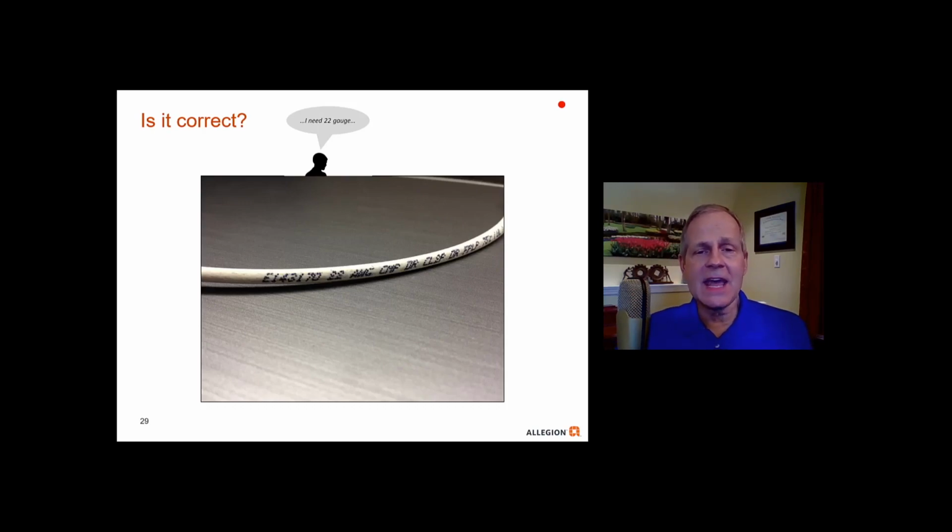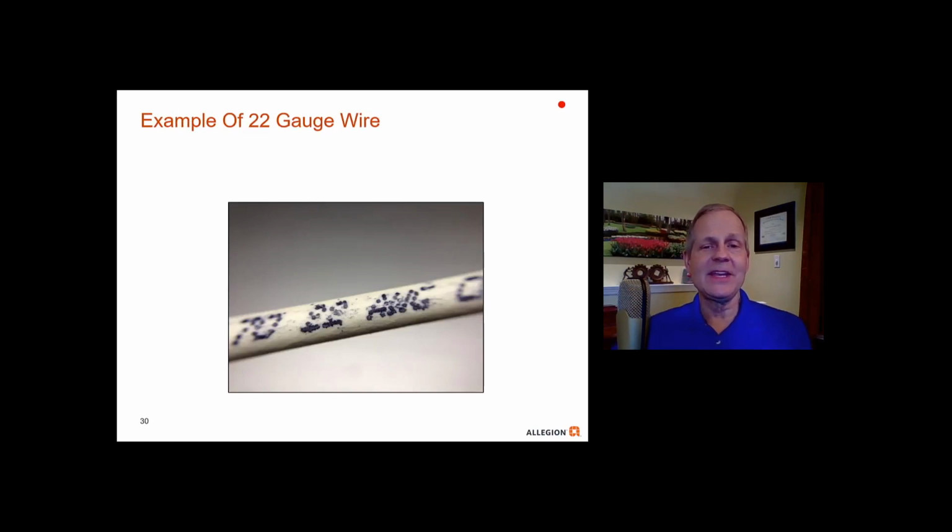Okay, so here's another example. The question is, do you think that this is an example of 22 gauge? Take a look, see what you think. Is this an example of 22 gauge? Okay, so if we zoom in here, sometimes the printing is not all that clear, but you can see that it does say 22 AWG. So the answer is yes, this is an example of 22 gauge wire.